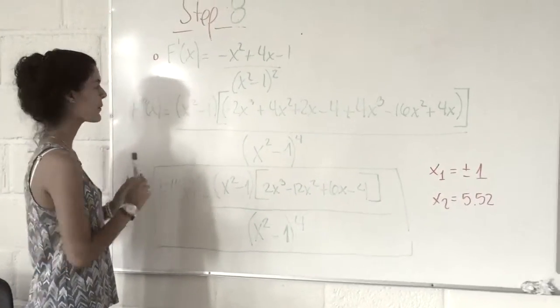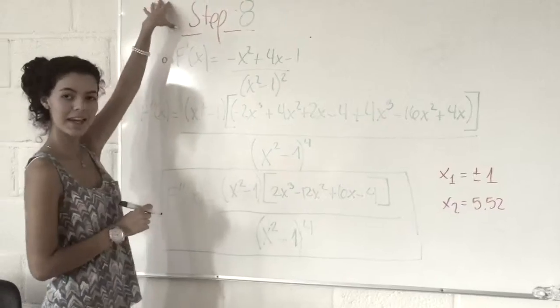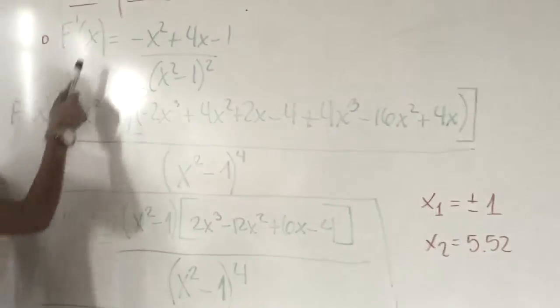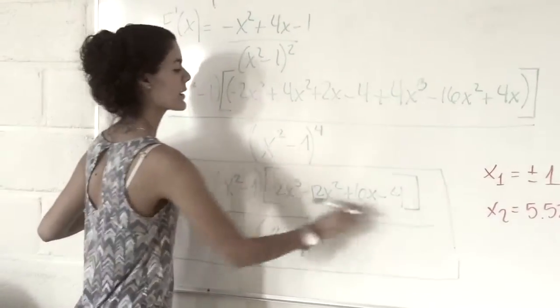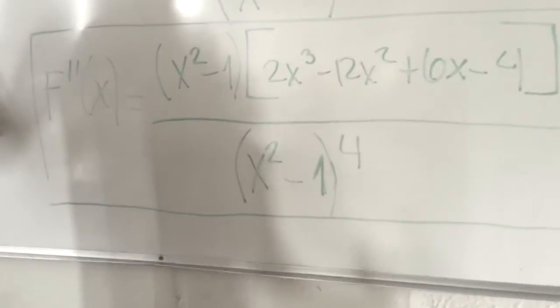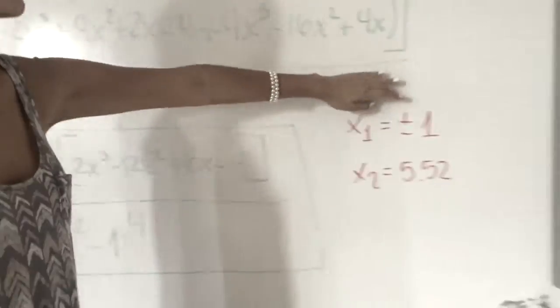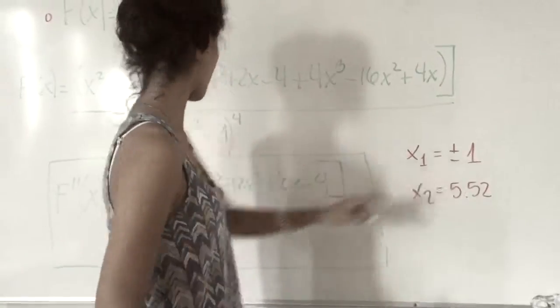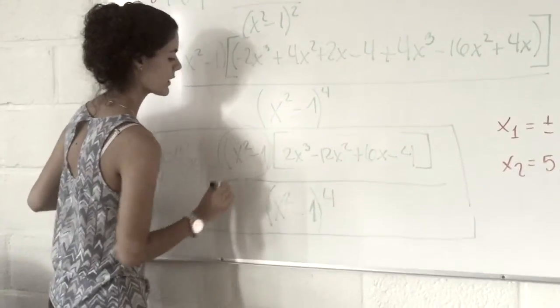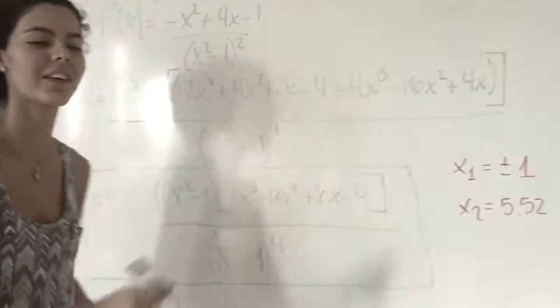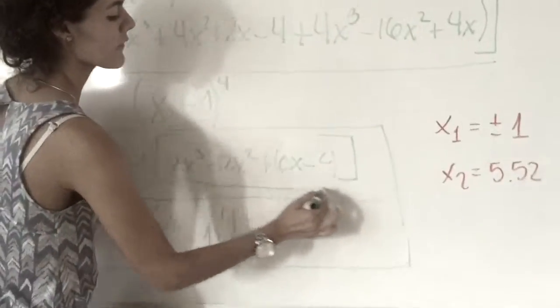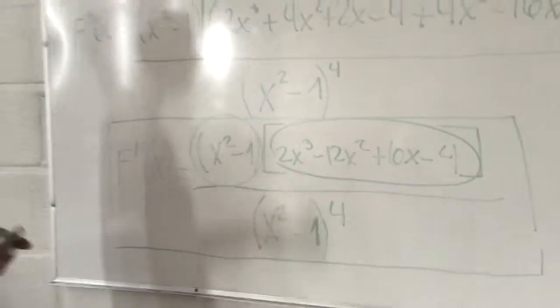Okay, so now we're going to step 8, which is the second derivative. So now we derive the first derivative. So it gave us this big result right here. And then for x1, which is the value we're going to use for the inflection test, we find it out from this part of the derivative. And then the x2, which is 5.52, which we're going to use also on the inflection test, we find out from this part of the equation, derivative.